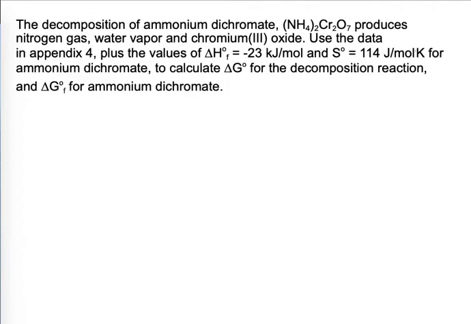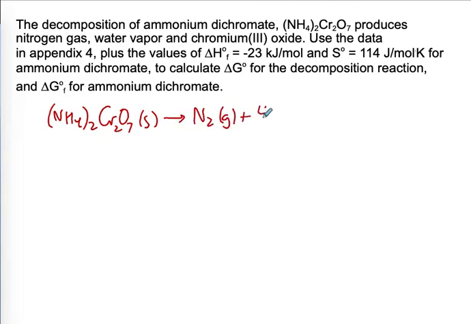So, for the remainder of the video, let's just do one example of each of these. So, in question 1, the decomposition of ammonium dichromate produces nitrogen gas, water vapor, and chromium 3 oxide. Well, we know we're going to have to write an equation, so let's just go ahead and do that. Solid ammonium dichromate decomposes to form nitrogen gas plus water vapor plus solid chromium 3 oxide, and there's our balanced equation.